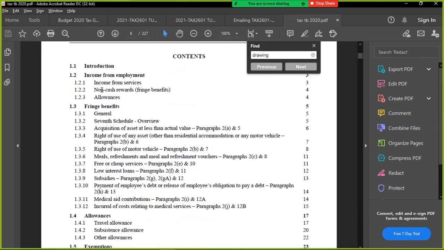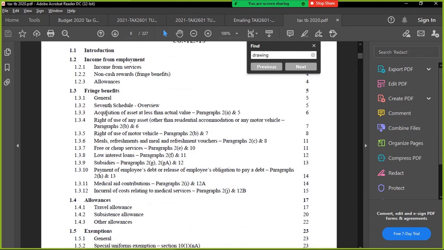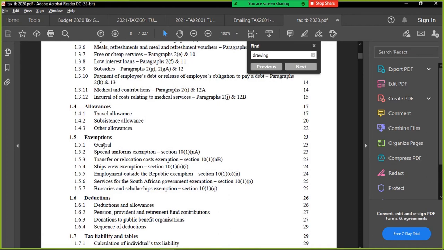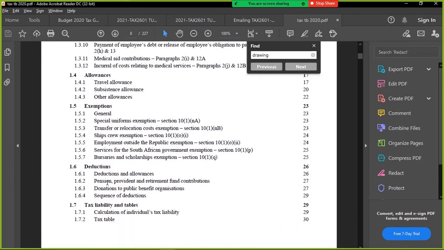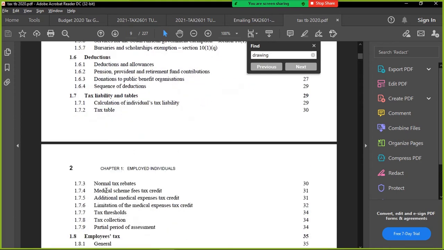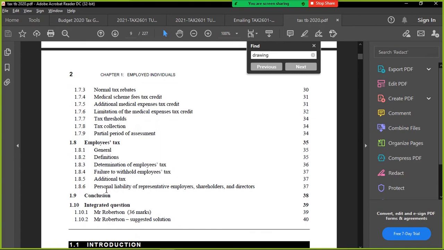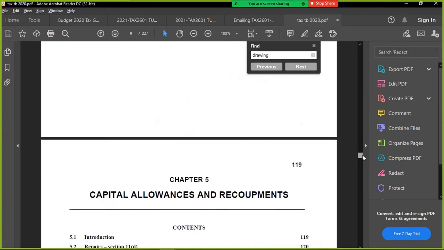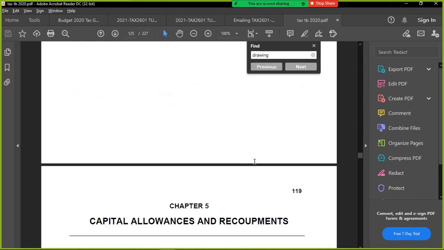Okay, let's just see if there's anything here. Services, non-cash fringe benefits, none of this stuff. Unless there's a note about drawings. No. Allowances, no. Deductions, no. Okay. All right, let's look at the next one, page 91. Too far.